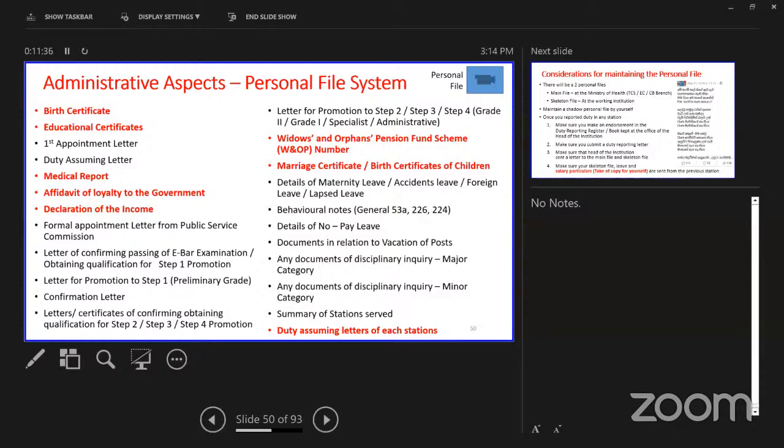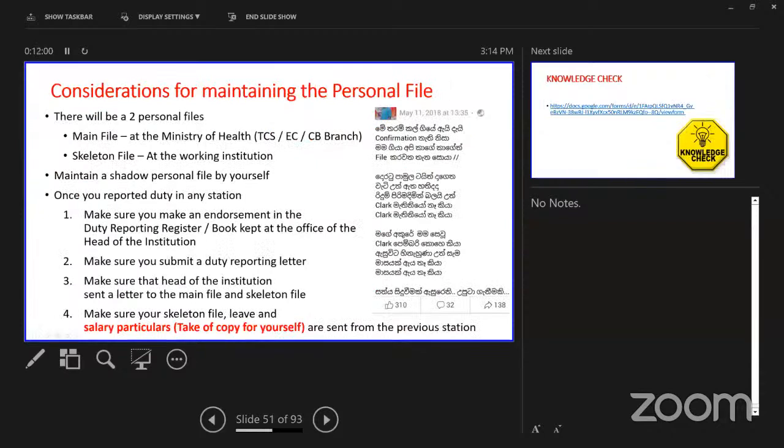So you should actively give that document and make sure that the duty assuming letter is posted to the relevant central ministry personal file and other places. Those are the things you should actively engage in providing for the personal file. And at the same time, there are two personal files: the main file at the Ministry of Health, depending on whether you are a consultant or a medical officer, will be at the tertiary care branch, EC branch or CB branch. If you are in the Ministry of Health, then it will be at the CB branch, depending on the station. And there is a skeleton file at the working station. Make sure your duty assuming letters are kept in both the main file and the skeleton file.